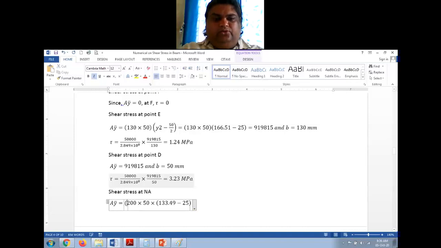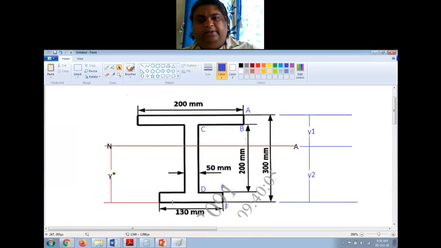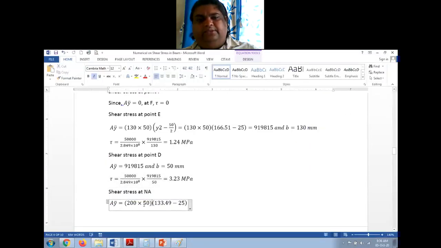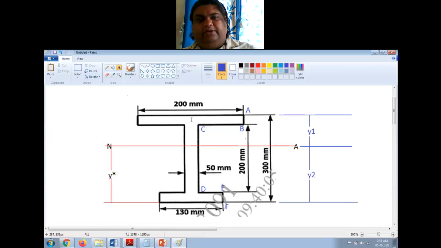Right, so 200 into 50 is the area, into 133.49 is y1 minus 25, the center of gravity location from the neutral axis. Now I am considering this rectangle, right? This portion of the web.